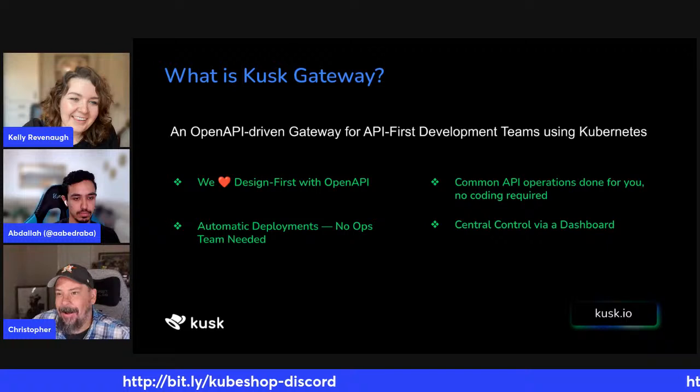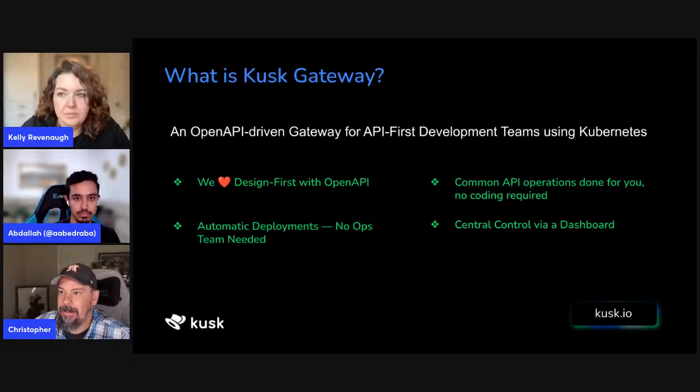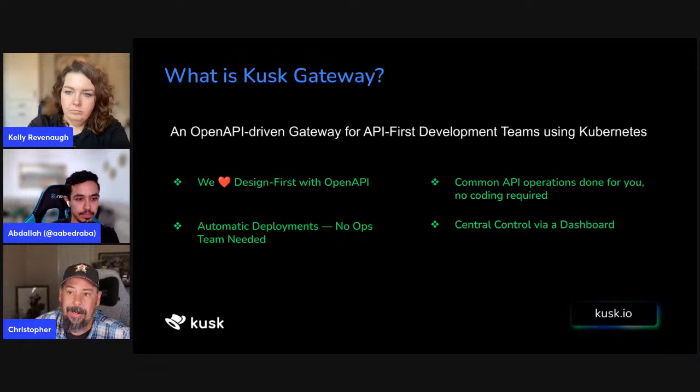Thank you, Kelly. So what is Kusk Gateway? An OpenAPI-driven gateway for API-first development teams using Kubernetes. That's a mouthful, but at the heart of it, wouldn't it be great if OpenAPI could be used as the true source of truth for operating and managing access to APIs running in Kubernetes? Using OpenAPI to automatically configure those ingress routes not only allows teams to control operation specifics of their APIs with a familiar tool, but it also lays the groundwork for enabling a rapid and iterative development process. Without learning how to implement these features independently, a team can implement common API operations requirements through extensions in the OpenAPI spec that they're already using.